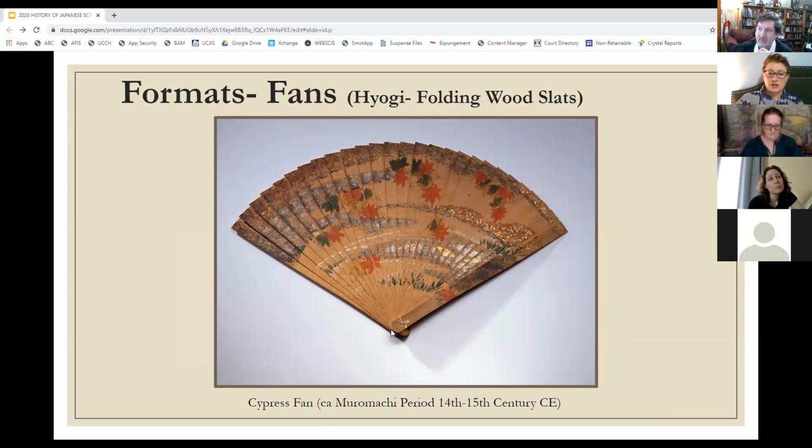This is the front, this is the back of the same fan. And a lot of fans had seasonal themes, from what I understand, just like clothing, just like folding screens, just like art in general of the time. They just had themes of the seasons.